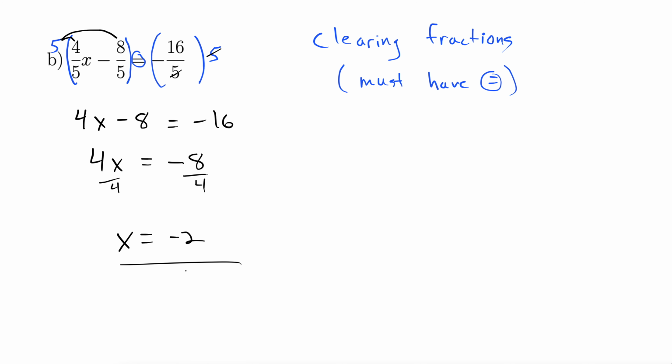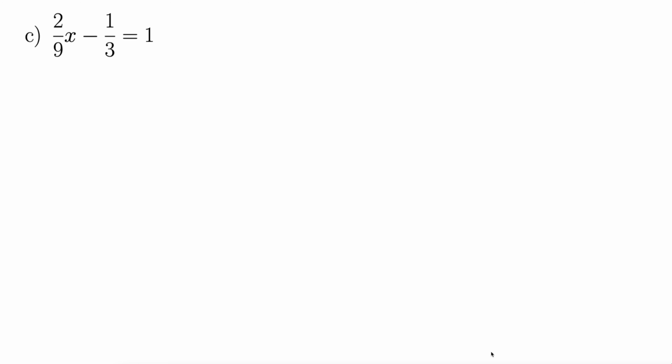All right, let's try this clearing fractions again. We have 2/9 x minus 1/3 equals 1. Again, these fractions make things hard, but if we can get rid of the fractions, it's going to become a much easier problem. In this case, we don't have the same denominator. In fact, this one over here doesn't have any denominator, which means it's really just 1 in the denominator. So what can we do? Well, in this case, take the larger of the two. We have 9 and 3, so let's take the 9.